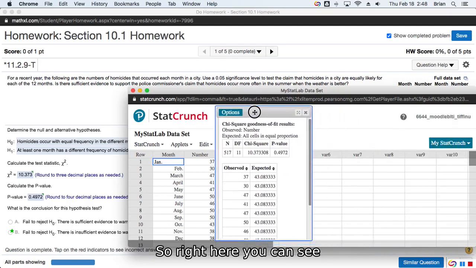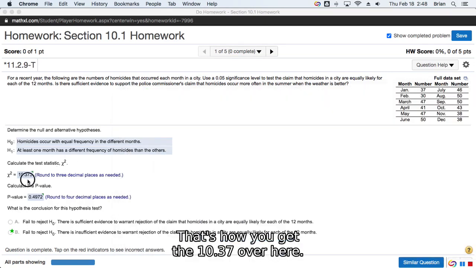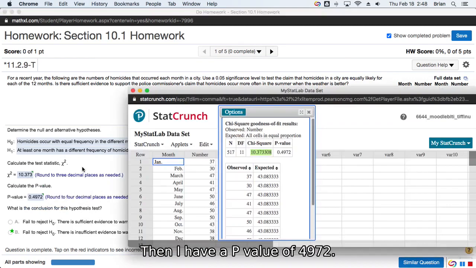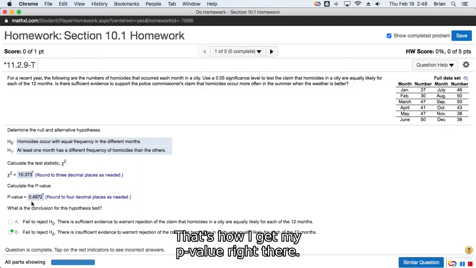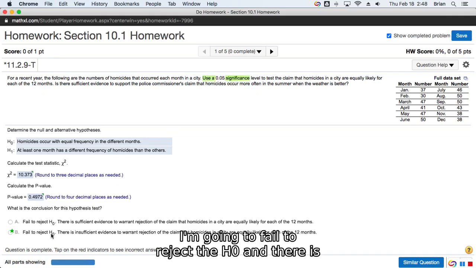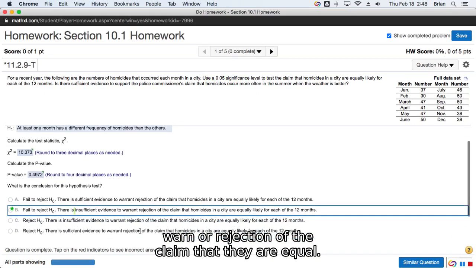So right here you can see that I have a chi-squared of 10.37. That's how I get the 10.37 over here. Then I have a p-value of 0.4972. That's how I get my p-value right there. And then I just need to make my conclusion. Since my p-value is 0.49 and my significance level is 5%, I'm going to fail to reject the H0, and there is not sufficient evidence to warrant a rejection of the claim that they're equal.